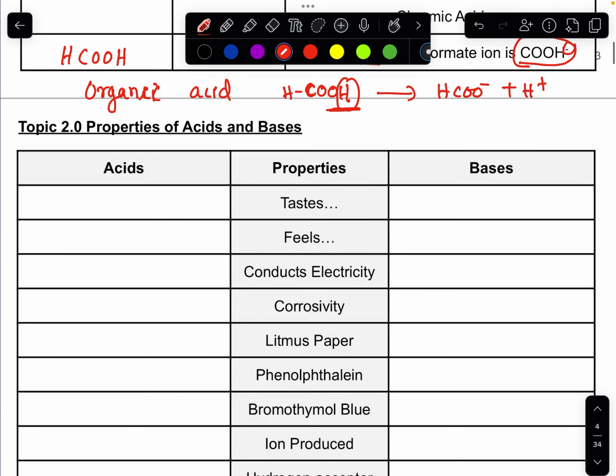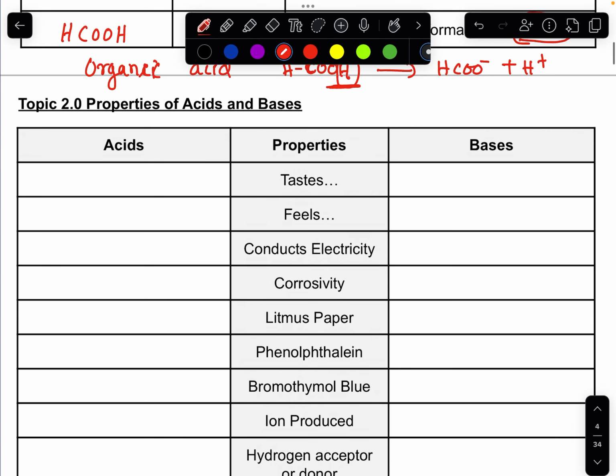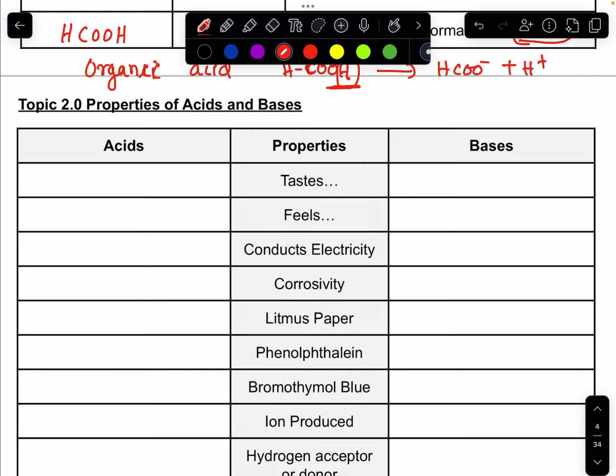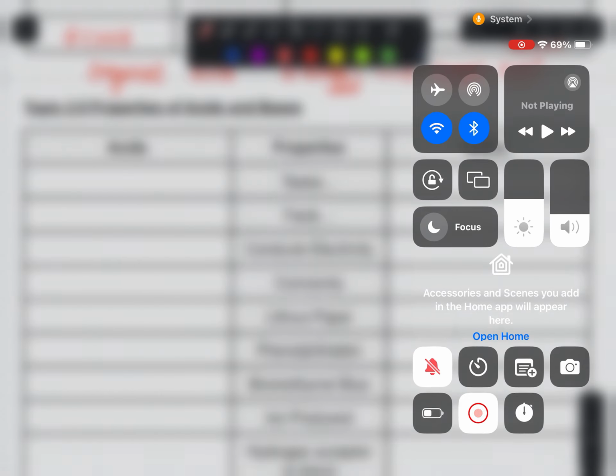Now let's see properties of acids and bases. Okay, well, we'll stop recording and re-record the other one.